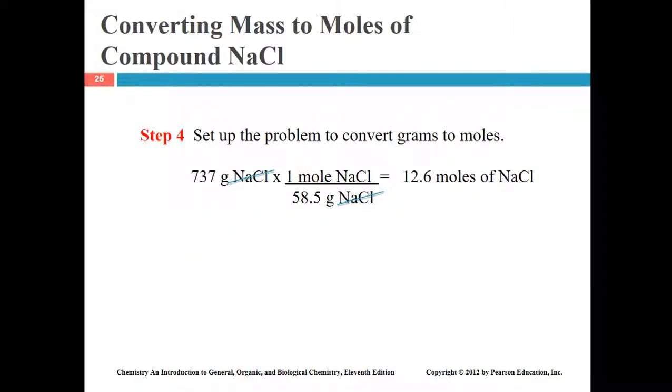All right? Well, they gave us grams and asked for moles. That means we have to cancel out the grams. In order to cancel out the grams, the conversion we need is to have the 1 mole of NaCl over the 58.5 grams of NaCl. So we have 737 grams of NaCl times 1 mole of NaCl over 58.5 grams of NaCl. The grams of NaCl cancels out. Our label is moles of NaCl. When we do the math, 737 divided by 58.5, you get 12.6 moles of NaCl.